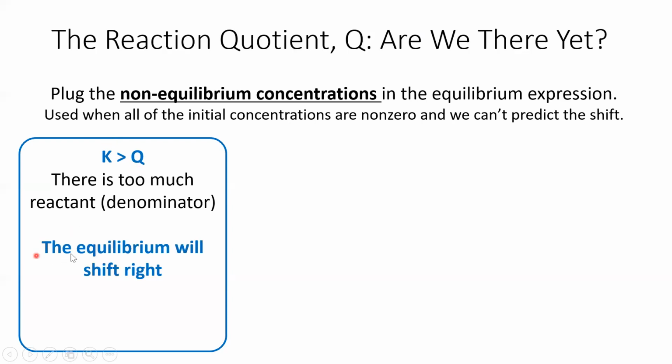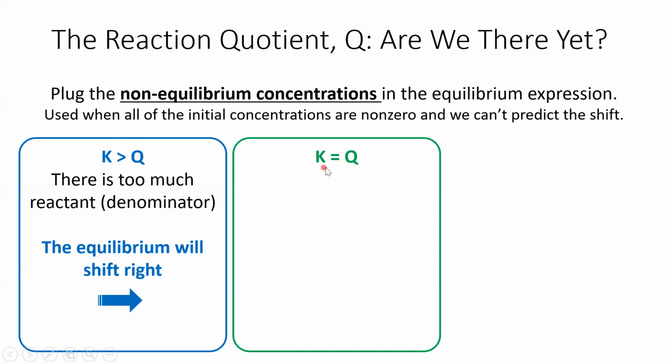So the reaction is going to shift towards the right. It's going to shift to consume reactant and produce product. And in doing so, Q will get bigger and bigger as the product values increase and the reactant values decrease. And eventually, Q will equal K and we will be at equilibrium.